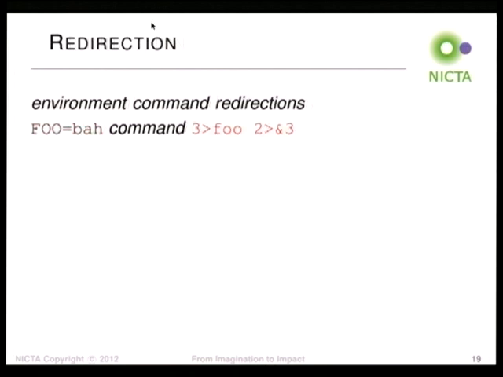Next, you've got redirections. Redirections look something like this. You've probably seen them before. 3>foo says, open the file called foo for writing, truncate it to 0 length, and then assign file descriptor 3 to it. The 2>&3 says, make file descriptor 2 the same as file descriptor 3.